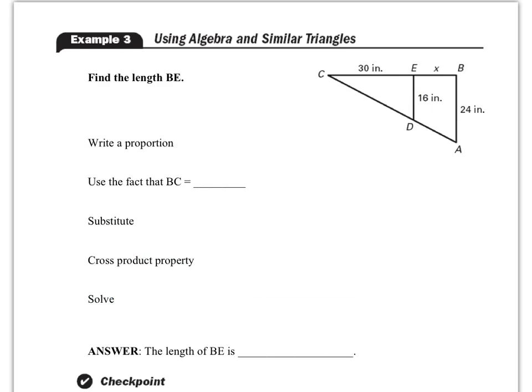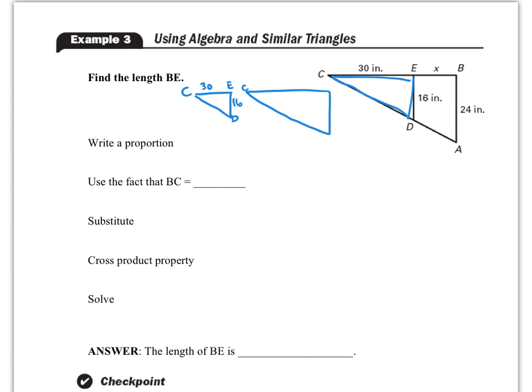All right, this one's just a little bit trickier. You can see that we have two triangles. One's actually inside the other one, and so it might be helpful to actually redraw these so that they are separate. So this one would be CED. This is the little triangle inside there, and so this is 30 and this is 16.